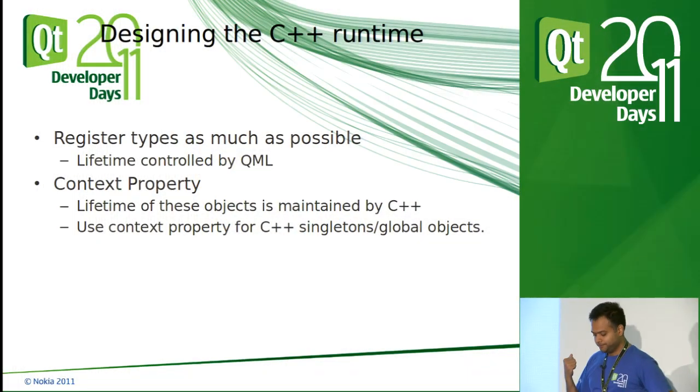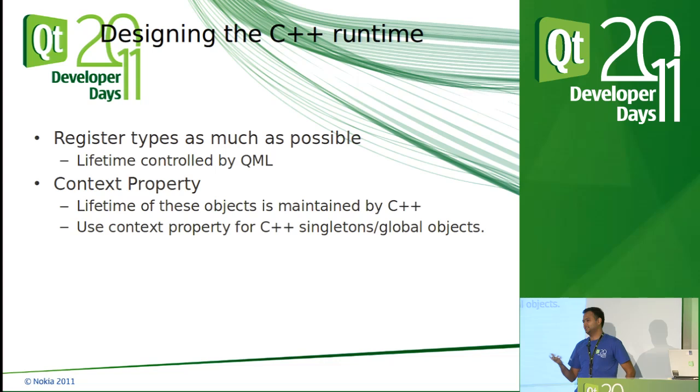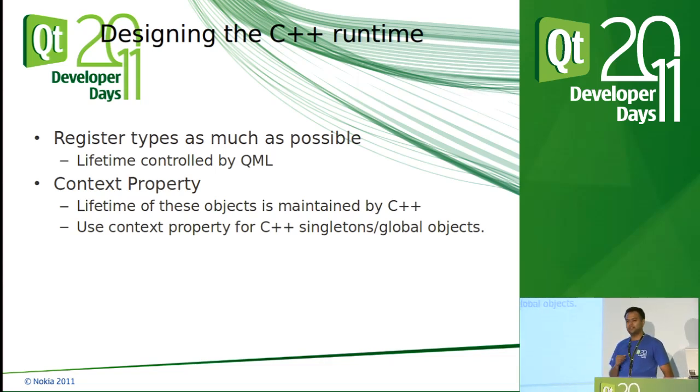Had you chosen the latter approach, which is basically to register a context property, the lifetime of a context property is pretty much on the C++ side, right? The only use case I know of to use context property is when you have C++ singletons. And in general, singleton is a bad pattern anyway. So yeah, there's very little use of using context properties.